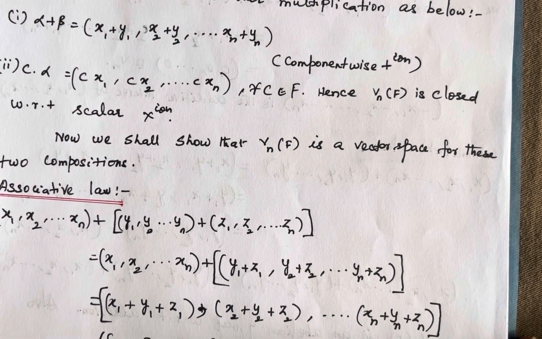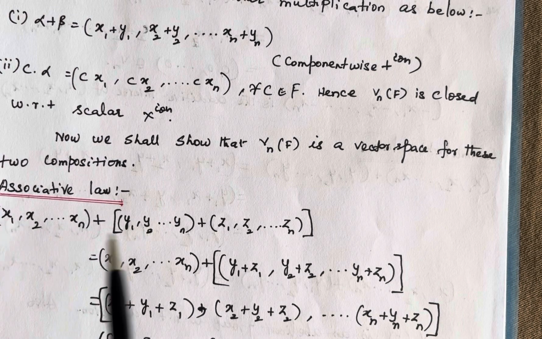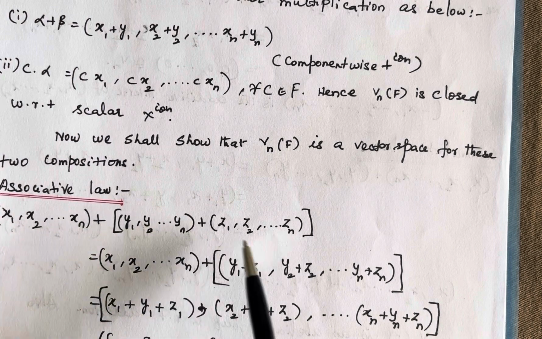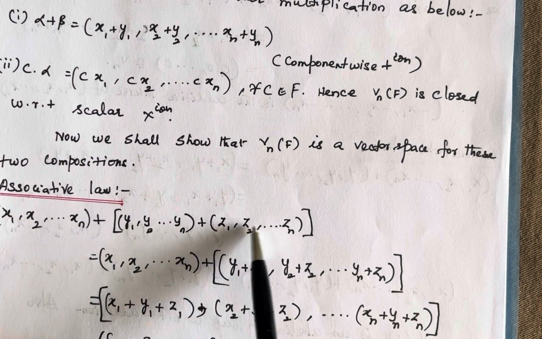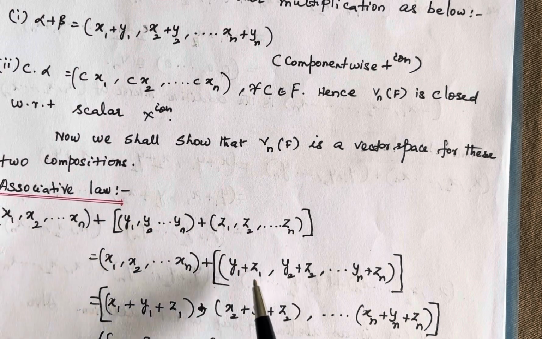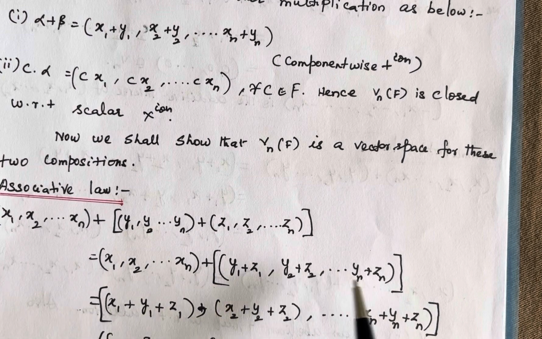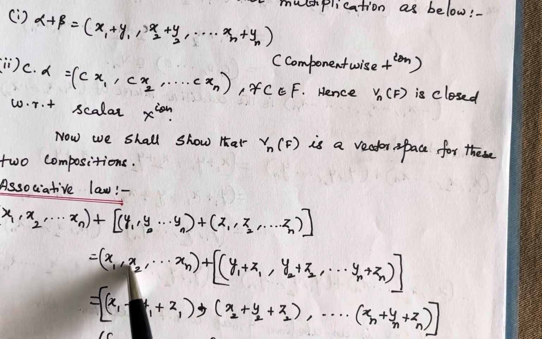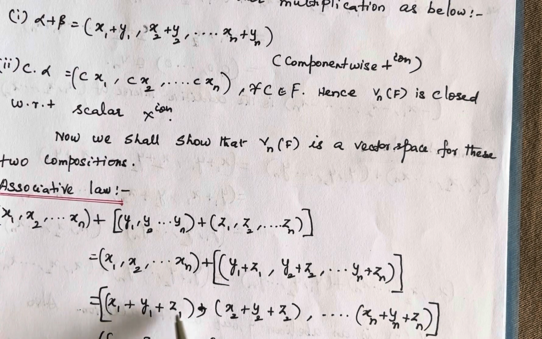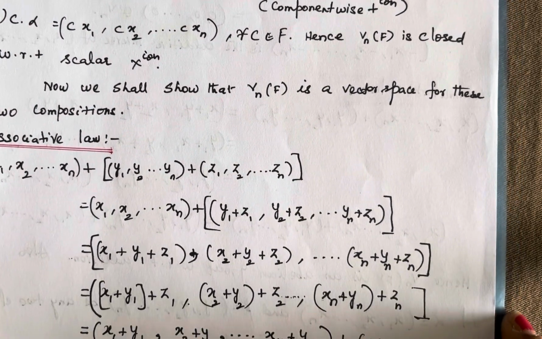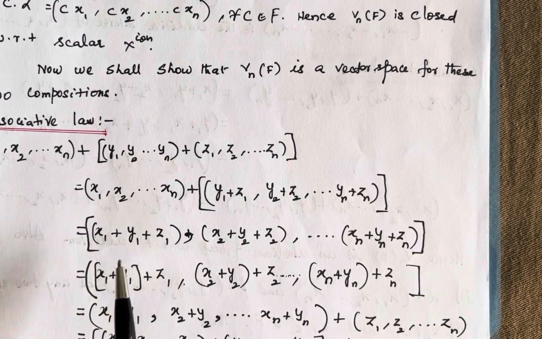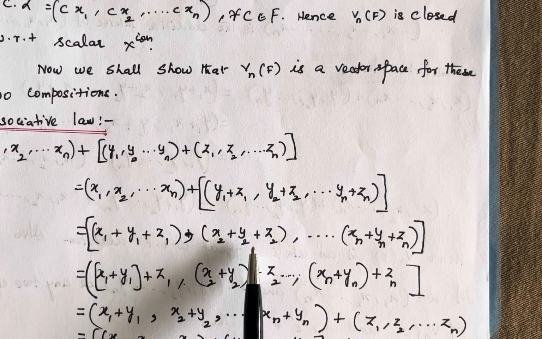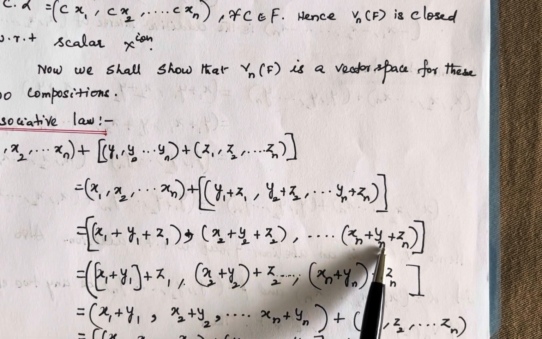So I have taken three tuples, that is x1, x2, xn, and another element y1, y2, yn, and z1, z2, zn. And let me add y1, y2, yn plus z1, z2, zn. So when I add this, I can combine as y1 plus z1, y2 plus z2, etc., yn plus zn. And adding this, we will be getting x1 plus y1 plus z1, it's a component wise addition. That is what we have already defined, how to add any two elements which belong to Vn of F. So component wise, when I add, I will be getting x1 plus y1 plus z1, x2 plus y2 plus z2, etc., xn plus yn plus zn.